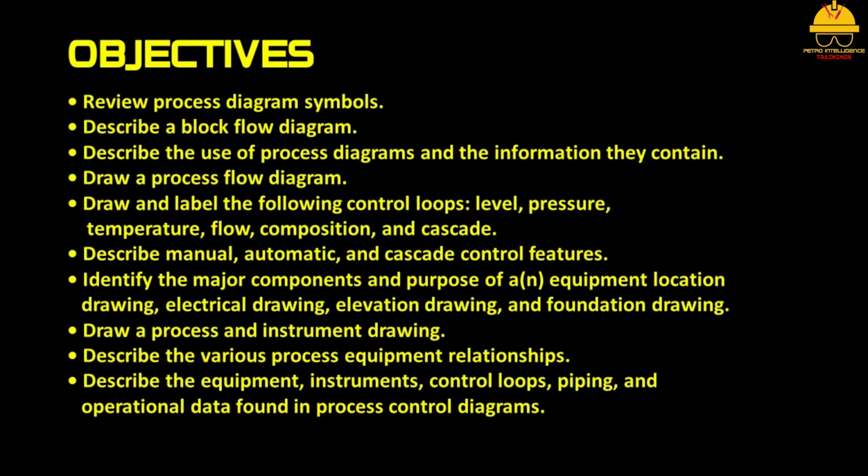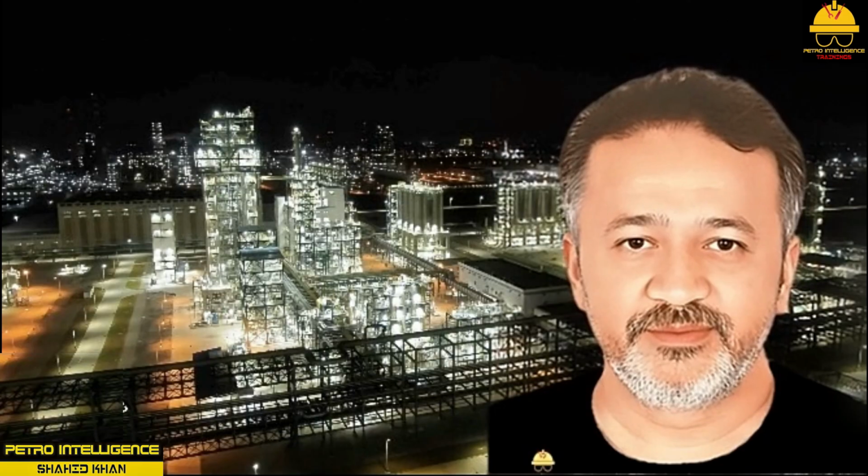Identify the major components and purpose of equipment location drawing, electrical drawing, elevation drawing, and foundation drawing. Draw a process and instrument drawing. Describe the various process equipment relationships. Describe the equipment, instruments, control loops, piping, and operational data found in process control diagrams.